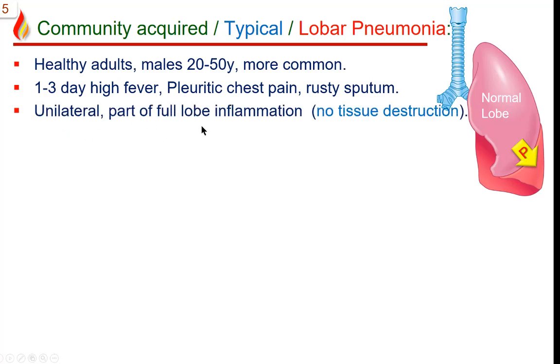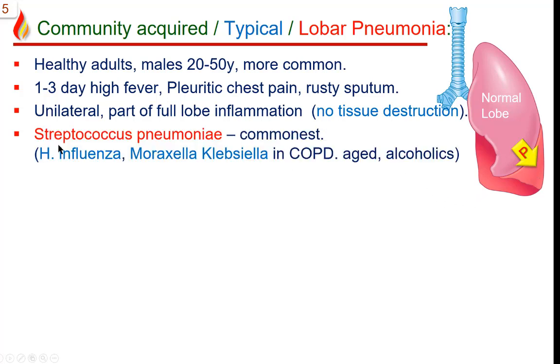Usually unilateral, part or full lobe inflammation, usually without tissue destruction. Bacteria spread through alveolar pores of Kohn. Commonest pathogen is Streptococcus pneumoniae, rarely H. influenzae, Moraxella, Klebsiella in otherwise diseased lung or aged patients, and chronic alcoholics.